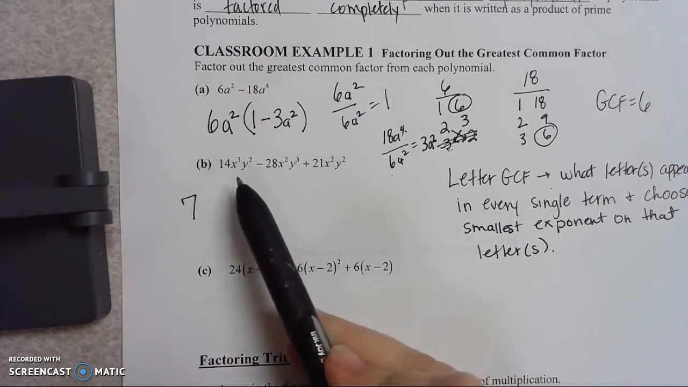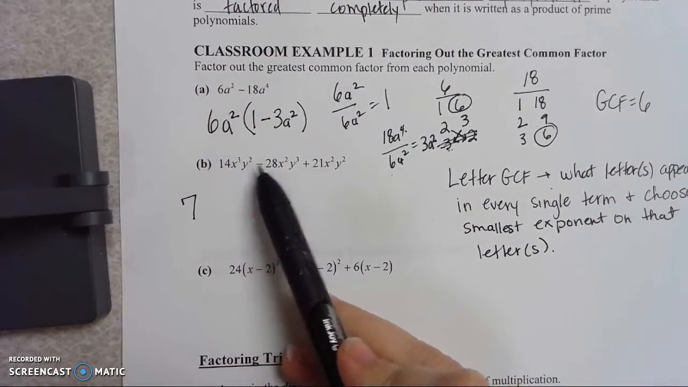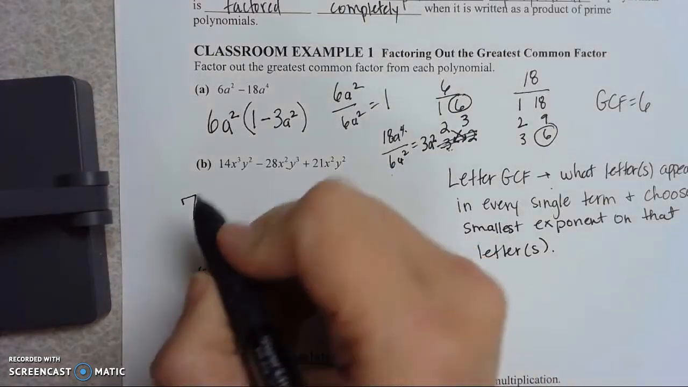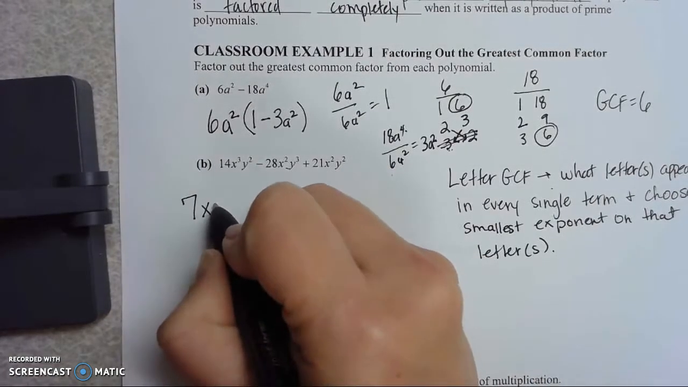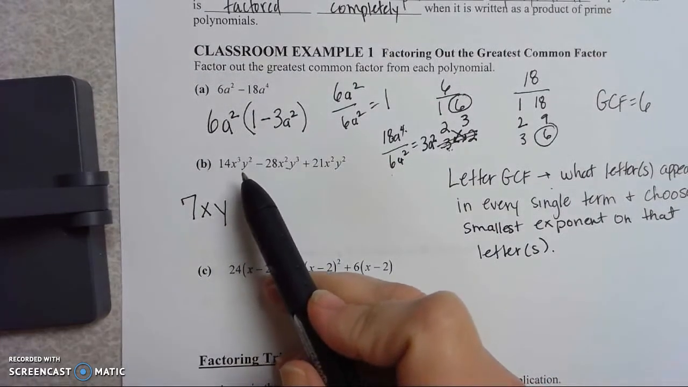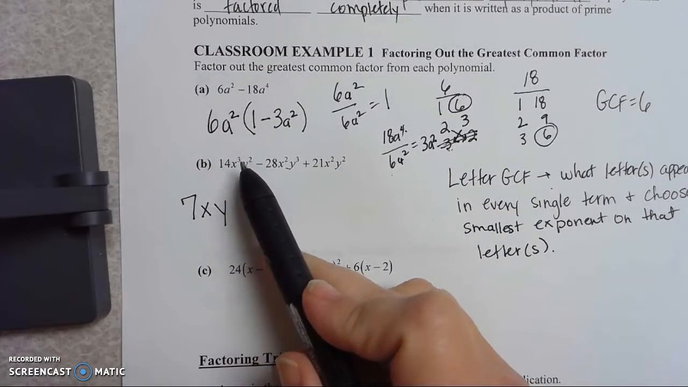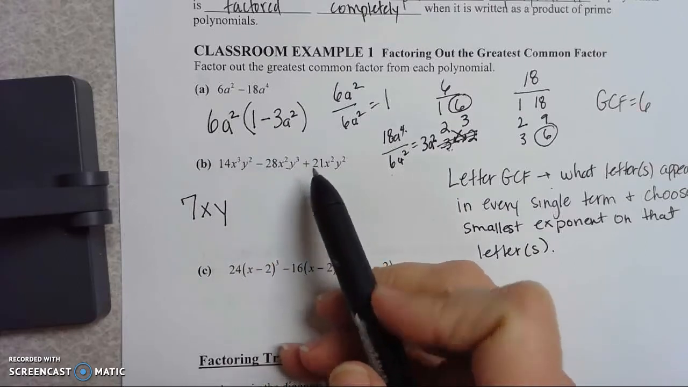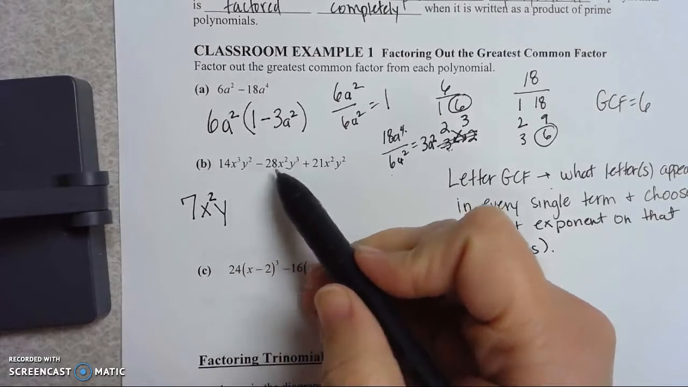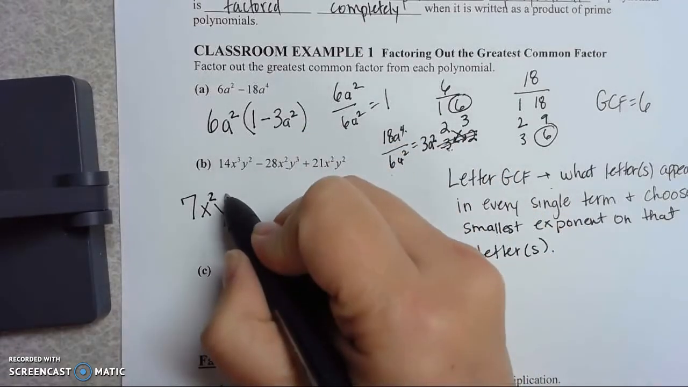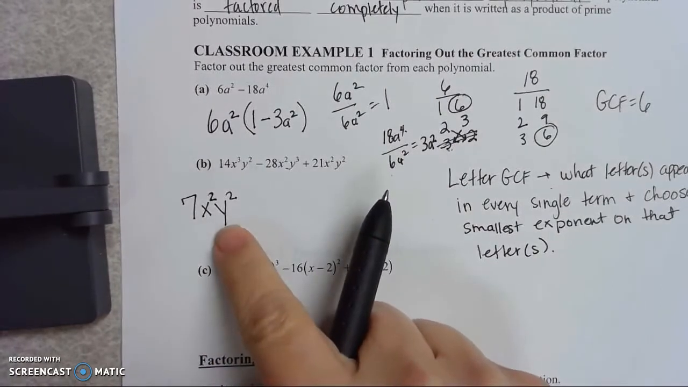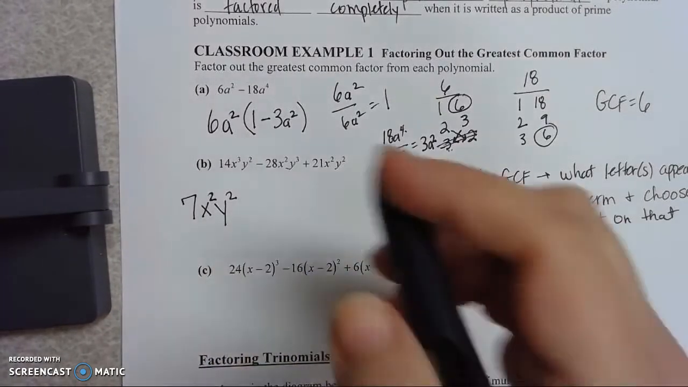Then when I look at the letters, there's an X and a Y in the first term, an X and a Y in the second term, and an X and a Y in the third term. So that means X and Y are common. The GCF will be the smallest exponent on each letter. On the X, I have a 3, 2, 2. The smallest one is 2. And on the Y, I have 2, 3, 2. So the smallest exponent is 2. So 7x squared y squared is my GCF.